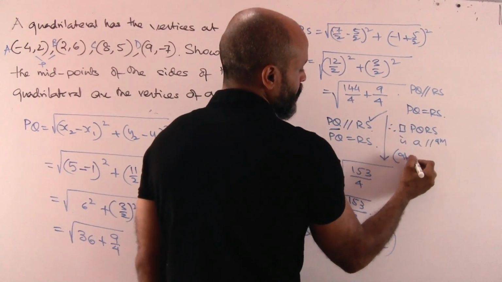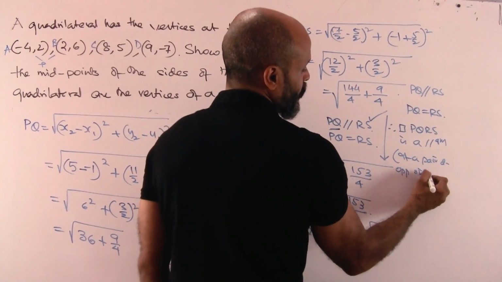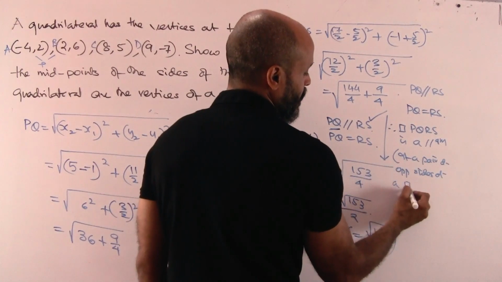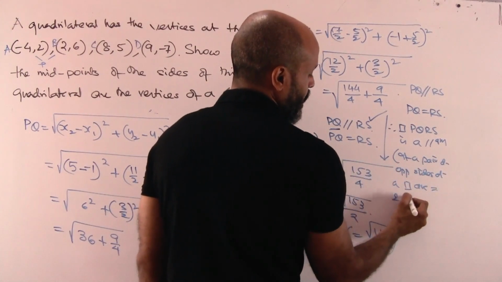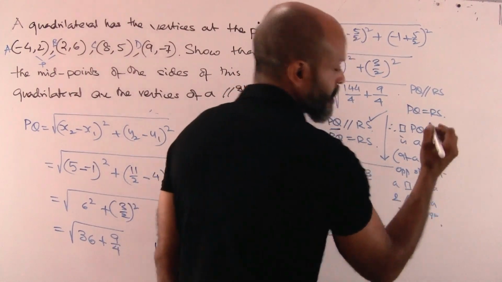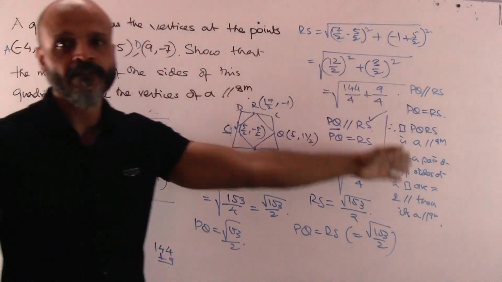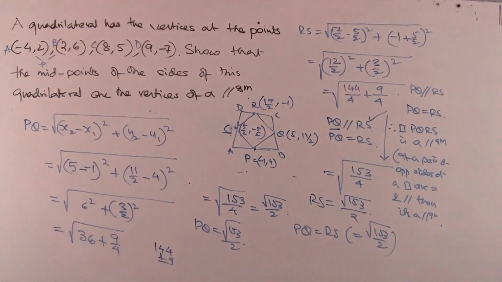Why? If a pair of opposite sides of a quadrilateral are equal and parallel, then it's a parallelogram. In the same way we can prove this entire thing. You can take a snapshot of it.